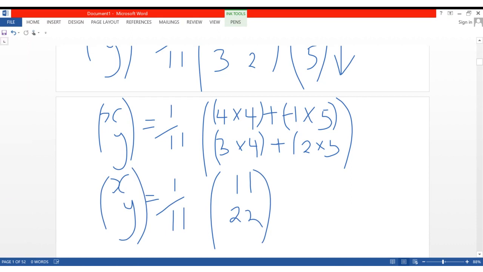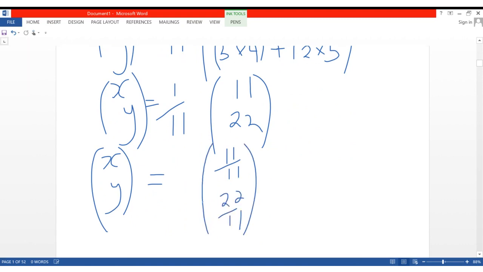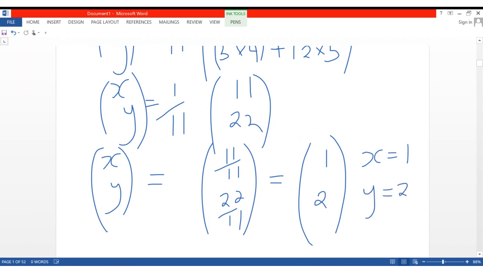So what I need to do now is to multiply by 1 over 11. So xy will be given by 11 over 11, and then 22 over 11. And the final answer I should be getting is 1 and 2. So it means that our x here is 1 and our y here is 2. The most important thing for you to note is that we first get the inverse. After getting the inverse, we multiply by the solution on the right hand side. But the inverse has to come before the solution.